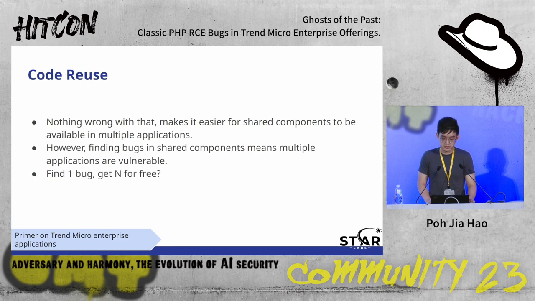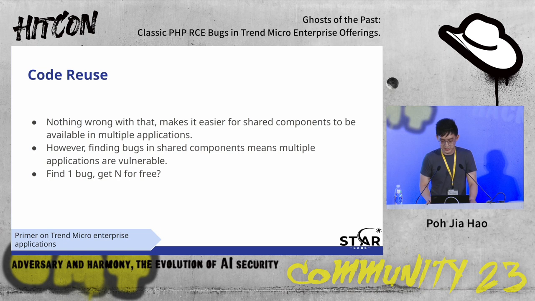Okay, a common trend among these applications is code reusability. On one hand, having a modular code base is a good strategy to ensure that application features are easily extendable. On the other hand, it also means that if you find a bug in a particular module, and that same module is used in other applications, you also get to report those extra bugs for free.